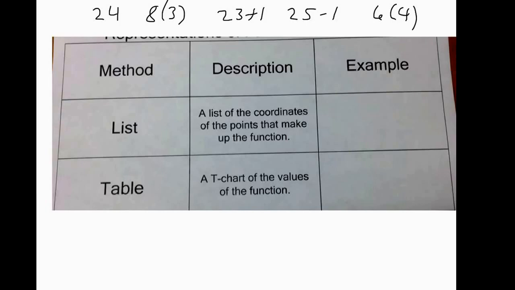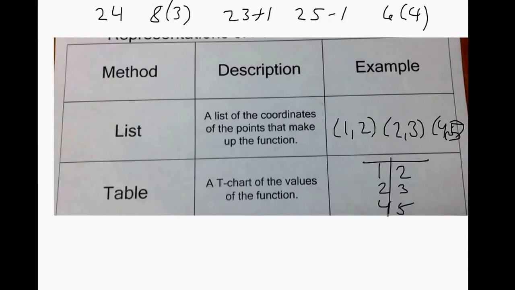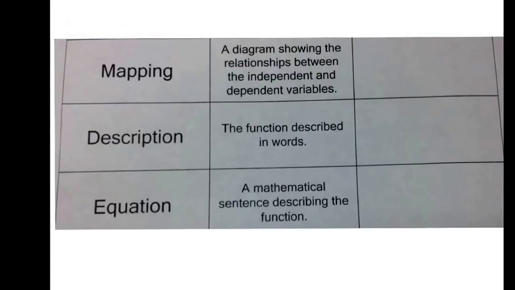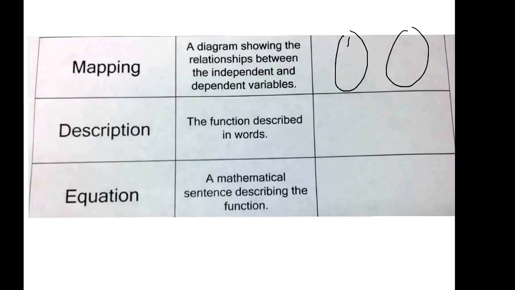Okay? One of the ways is just a listing of ordered pairs. So like (1, 2), (2, 3), (4, 5). This is a listing of ordered pairs. I could have a table or a T-chart of the same things. 1 goes with 2, 2 goes with 3, 4 goes with 5. So that's a table. And those are two that we're pretty familiar with, a list of ordered pairs and a table. Mapping is something we talked about recently. It's a diagram showing the relationship. So if I have 1, 2, 3, and 5, 7, 8, 1 goes with 5, 2 goes with 8, 3 goes with 7. That's what a mapping looks like. And remember, it's bubbles with arrows.